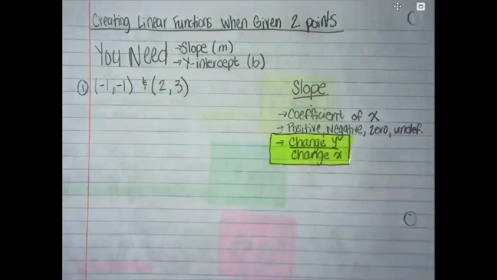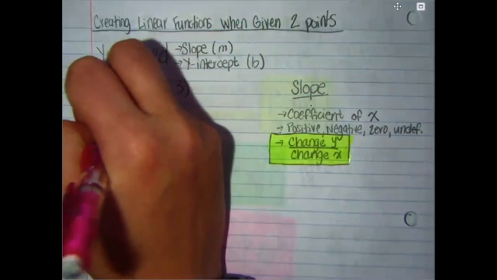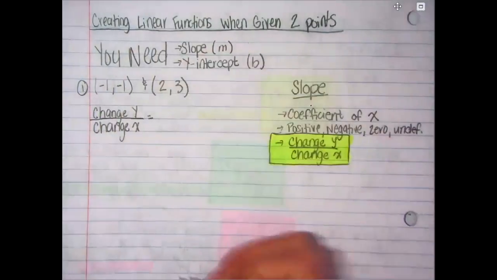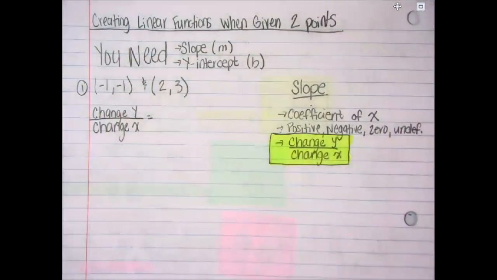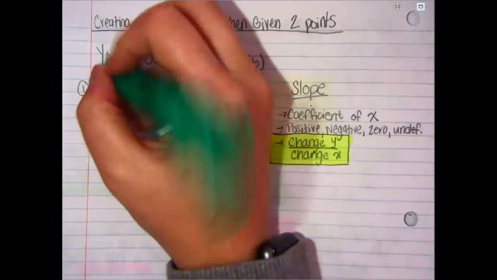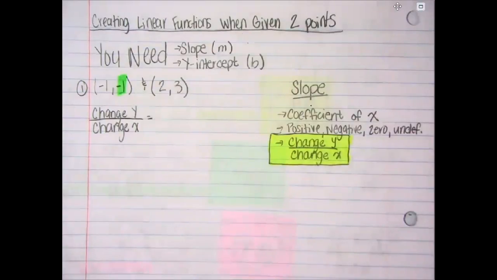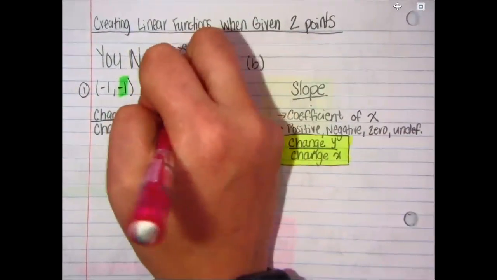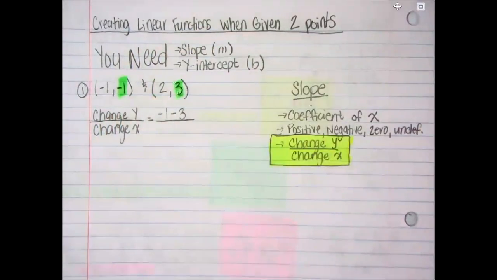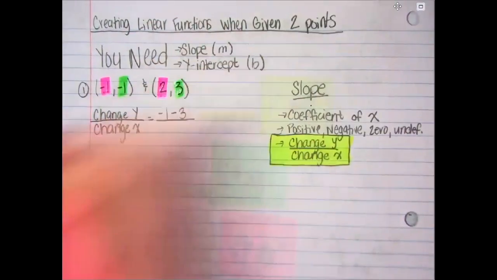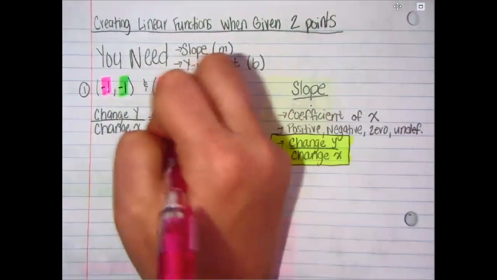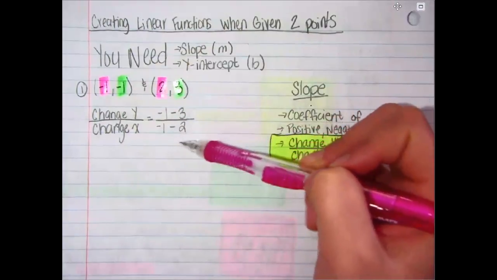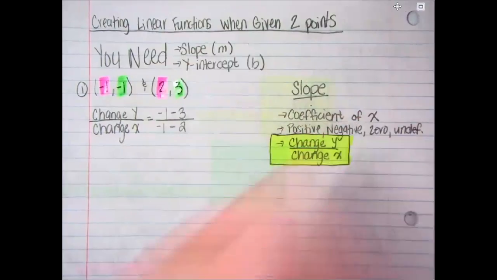So let's look at this first. The first thing we want to do is find our slope. If we find the change of y values over the change of x values, what are my two y values? -1 and 3. So I want to find the difference between those two, so I'm going to do -1 minus 3. Now I need to find the change in their matching x values, which are -1 and 2. So -1 minus 2. Notice how I kept matching coordinates with each other. I didn't do 2 minus -1, because that would give me a different answer.